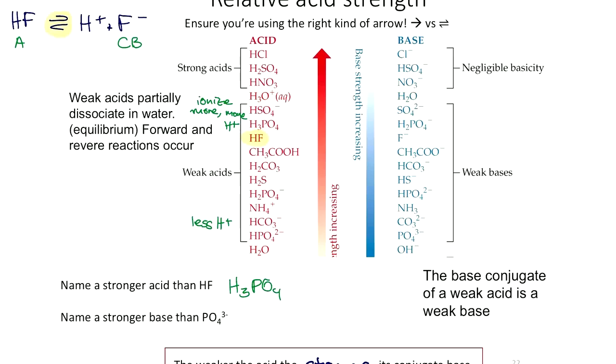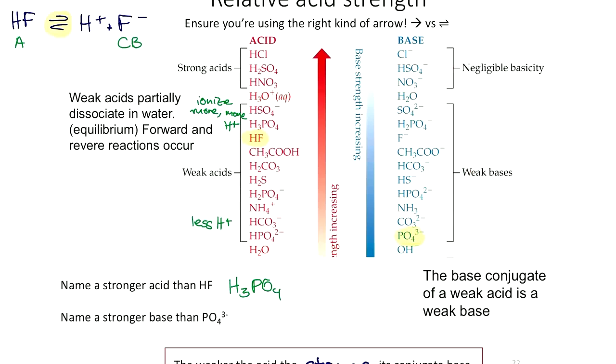All right, let's think about it a different way. Let's name a stronger base than PO4 3 minus. So let's locate where that is on the table. But are we going to find PO4 3 minus on this side? Nope, we're going to find it on the other side because it's a base. So it's right there.